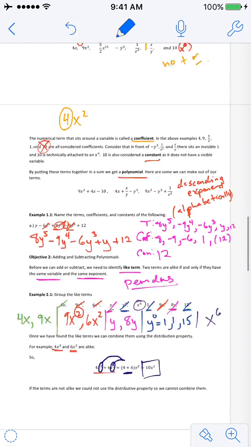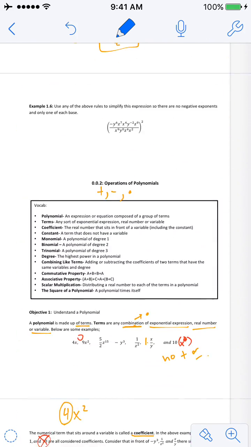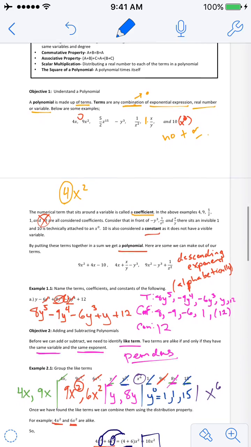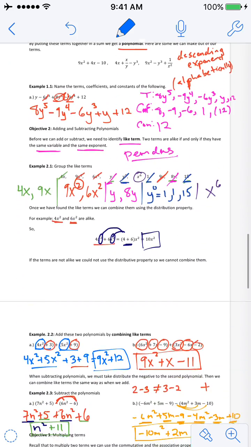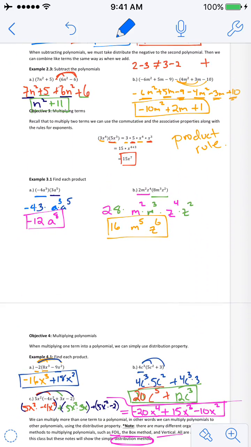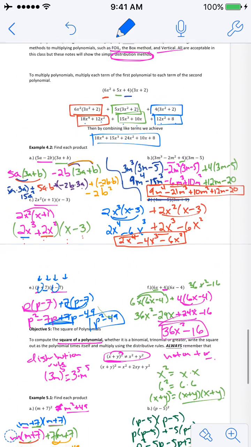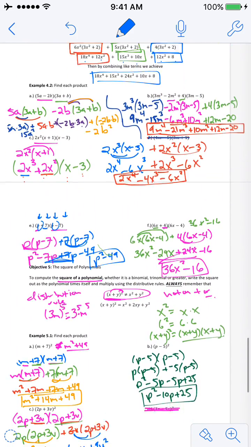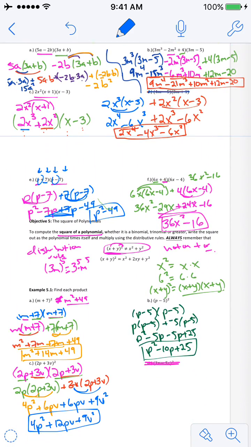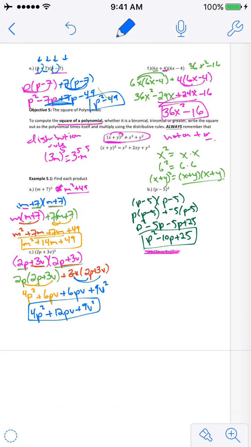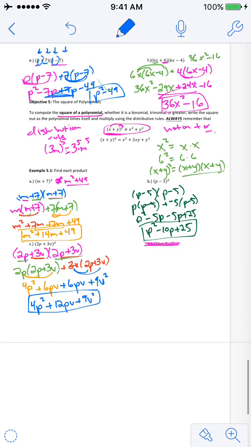Okay, cool. Some vocab we learned: terms, constants, coefficients. You're going to need to know those, right? We talked about monomials and binomials and trinomials. You should probably know those. It's easier if you do remember those. And we definitely talked about the square of a polynomial. Squaring a polynomial is just multiplying it by itself again. It's not anything different. Do not use the distribution rule.